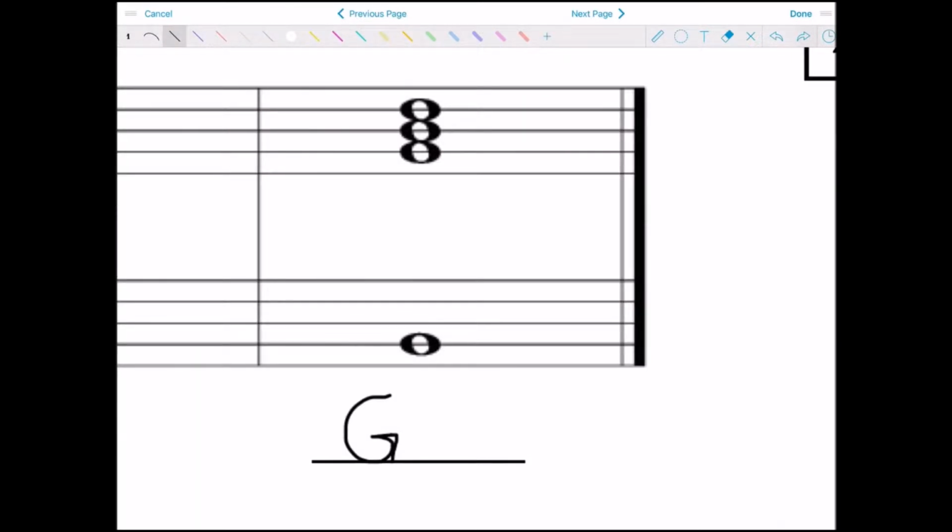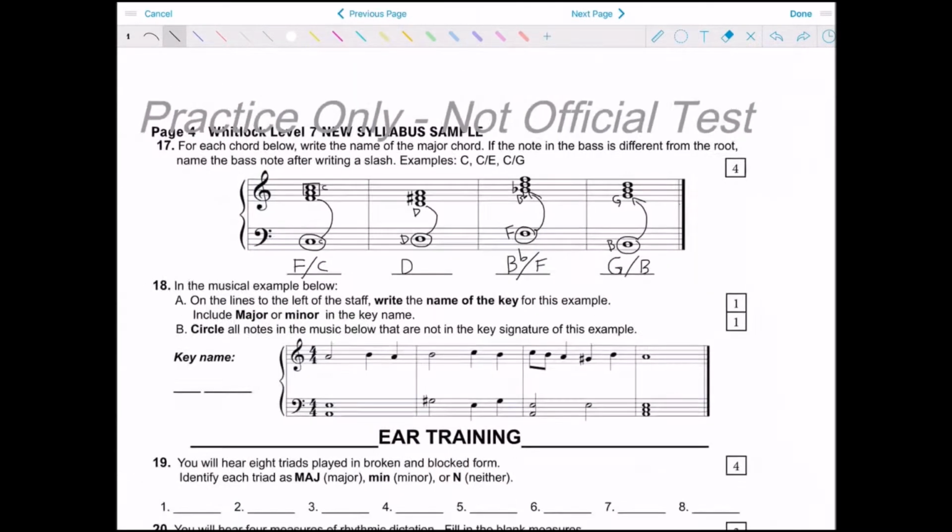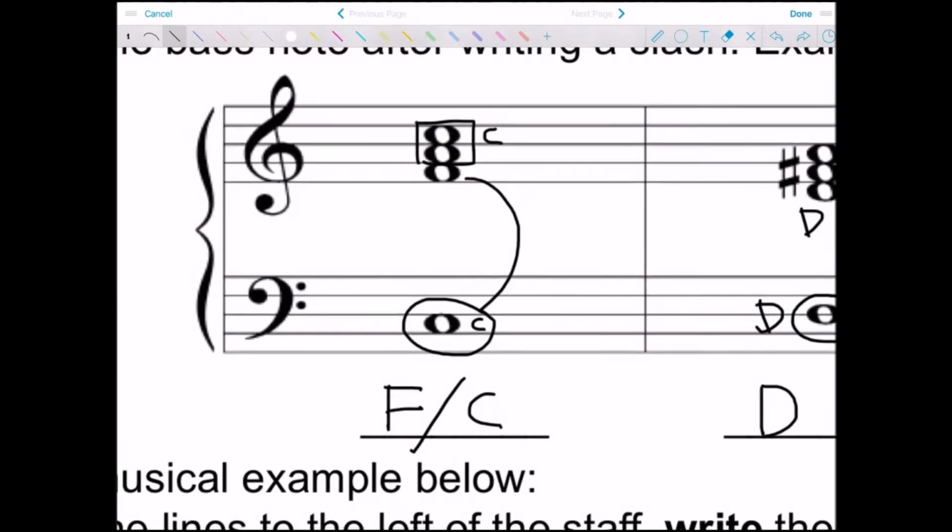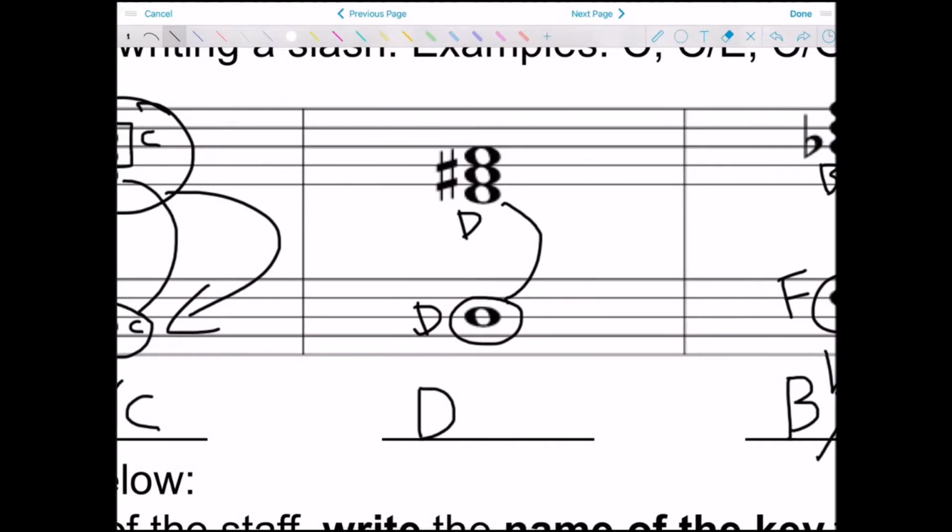Alright, is this one the same as the bottom note here? It is not. This is a B. The bottom note here, as you already know, is a G, so we're going to put slash B. All this is saying is that this is an F chord over a C bass. This is a D chord over a D bass, but we're not going to put D over D, that would be silly, okay? So we're going to just put D and not have to indicate that it's over a different type of note.